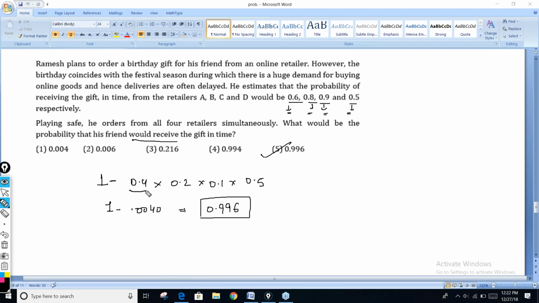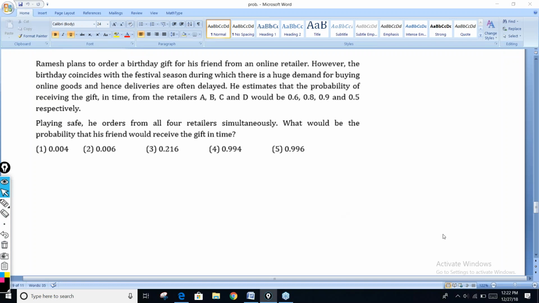So 1 minus, he will not receive from the first one, he will not receive from the second one, he will not receive from the third one, he will not receive from the fourth one. So he will receive from at least one of the four retailers. That was easy. Come to the next one.